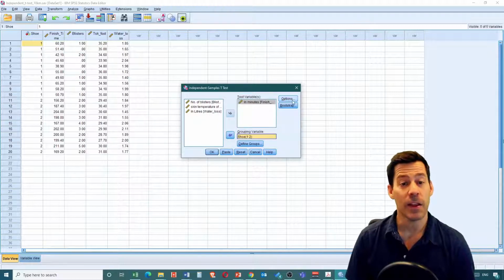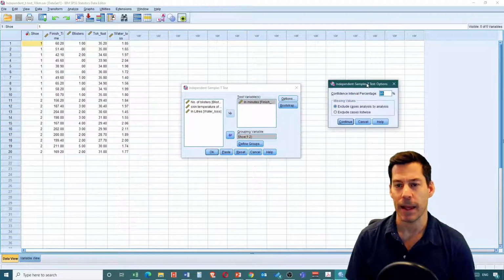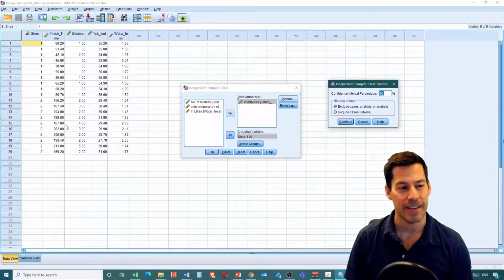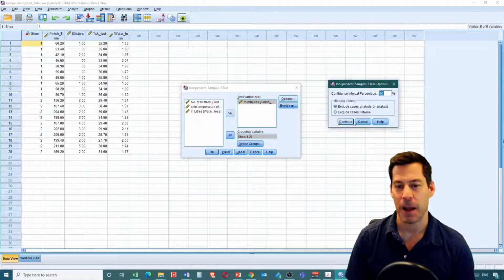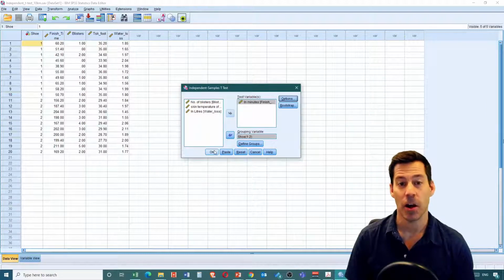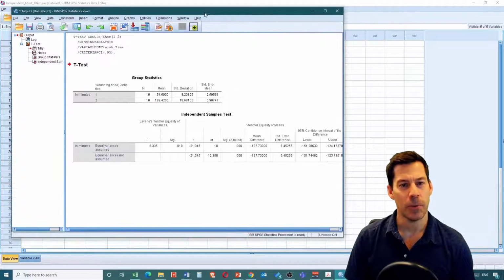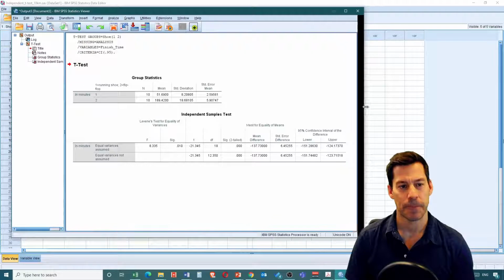Okay, now I'm just going to click on options to see what I get, and it says confidence interval %, that's what I want, and exclude cases analysis by analysis, that's fine. If I had missing cases, I might want to select that, but I'm totally fine with this the way it is. I'm going to hit continue and click on OK. All right, so here's the output that SPSS gives me.